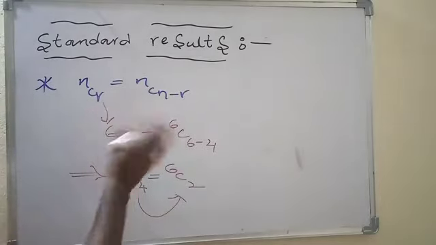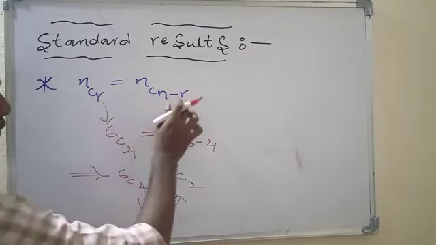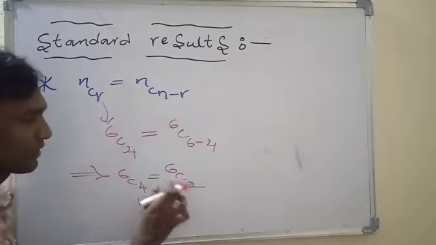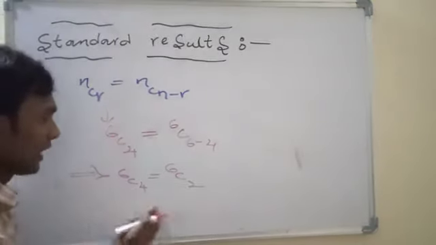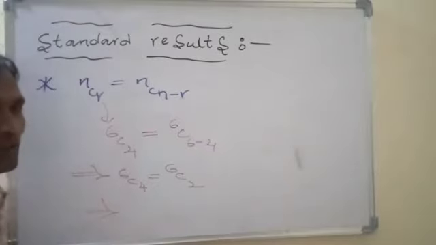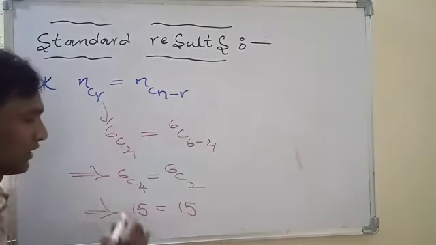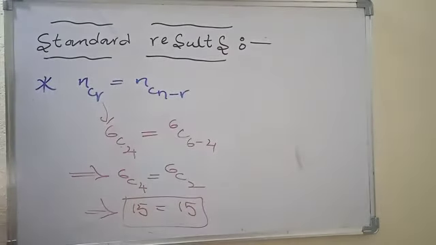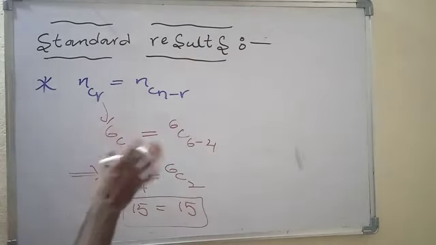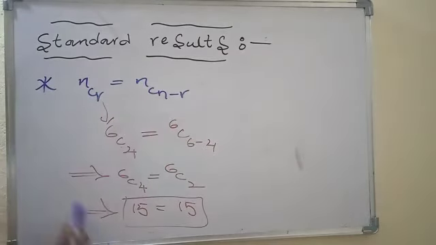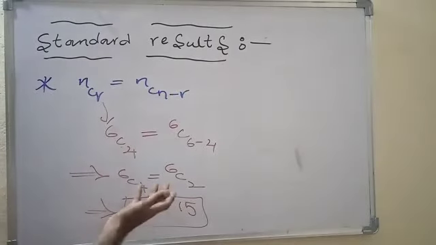So this is the second standard result, that is nCr equals nC n minus r. Suppose we are finding both the values of 6c2 and 6c4. The value of 6c4 is 15. The value of 6c2 is also 15. Now 15 equals 15. That means both the binomial coefficients 6c2 and 6c4 are always equal. So this is the second standard result, that is nCr equals nC n minus r. So that was the second standard result and its example.